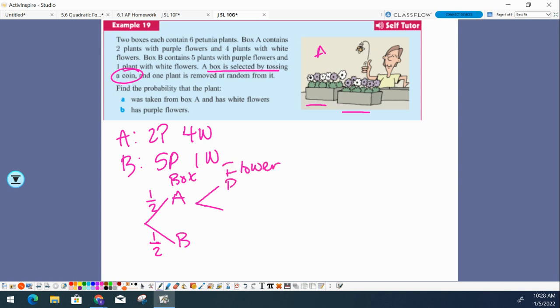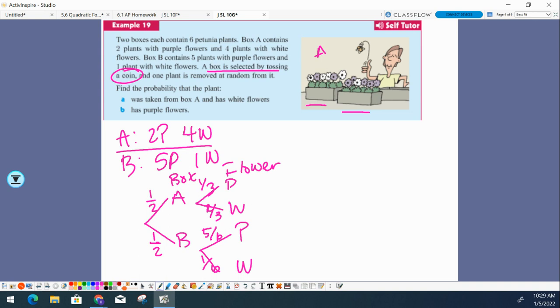So it's either purple or white from each box. All right, so for box A, purple is 2 out of 6, so we'll say 1/3. White is 4 out of 6, so that's 2/3. In box B, we have 6 also. Purple is 5 out of 6, and white is 1 out of 6. Now we could have kept it 2 out of 6 and 4 out of 6 up top here, but the numbers will work a little nicer if we simplify.